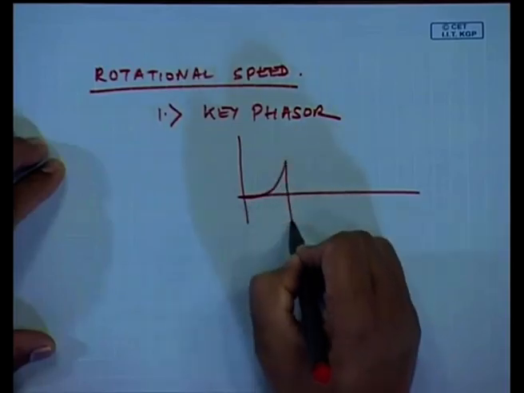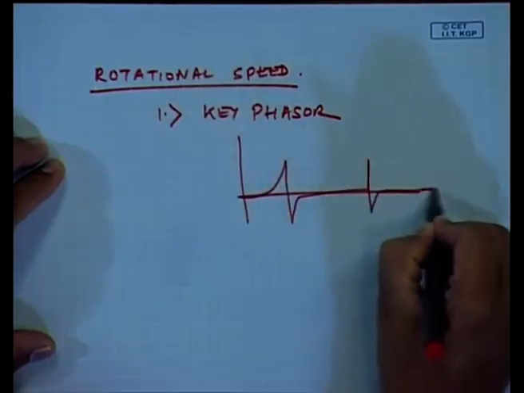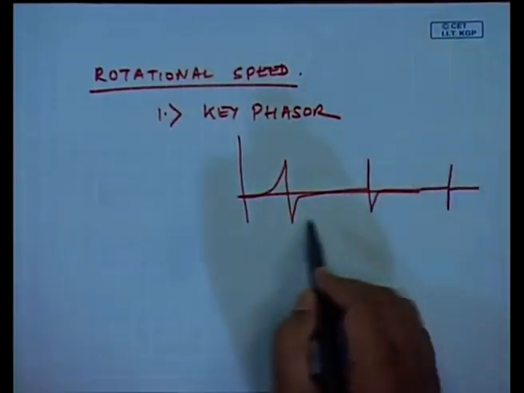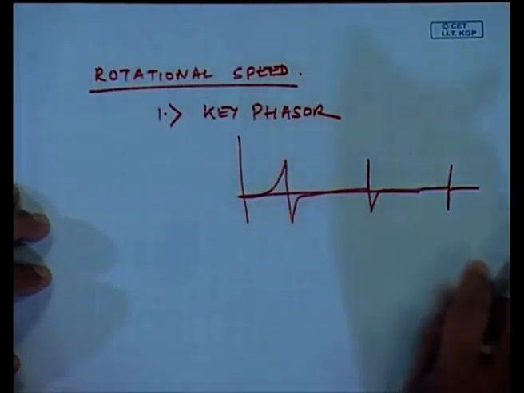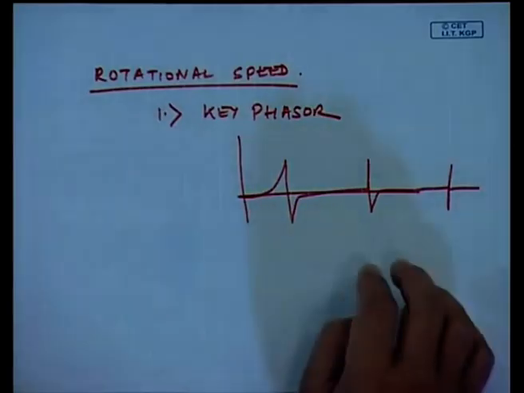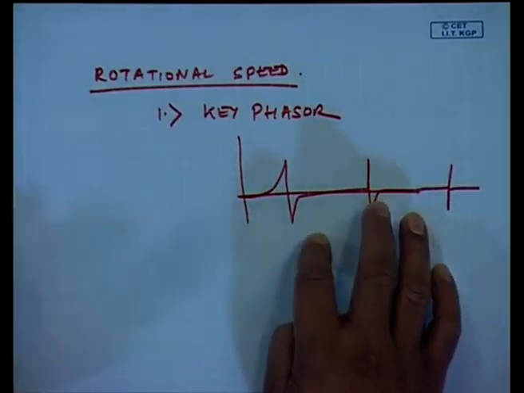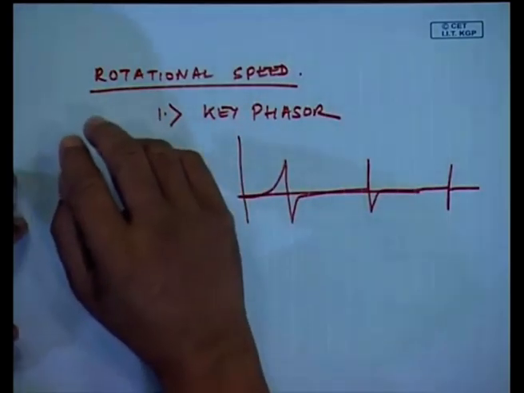This will not give you absolute RPM, but measuring this on a time base, you can know the inverse of it, which is the rotational speed, or this could be used to trigger the occurrence of an event, and that is what the key phasor is.